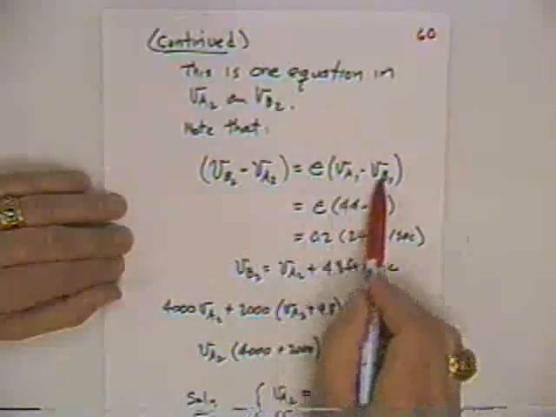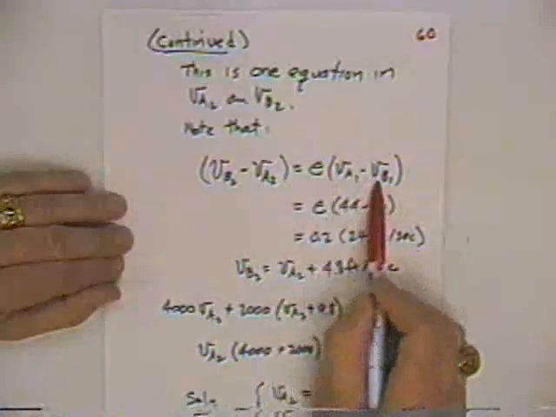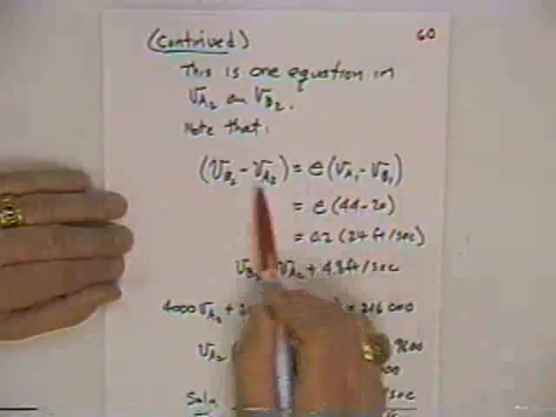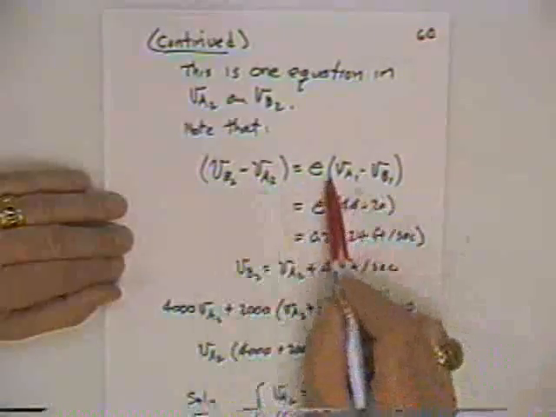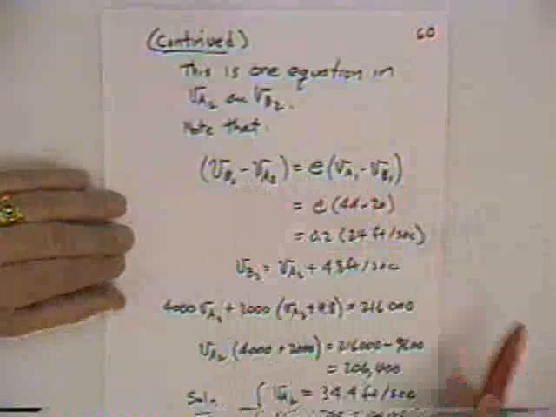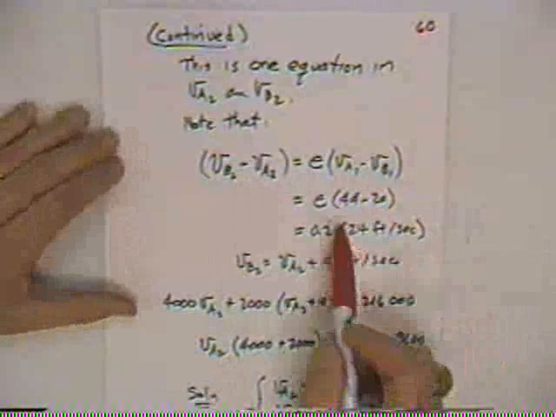B minus A minus B. I've written this as a positive relative velocity. I know A is going to be bigger than B after, and I know B is going to be bigger than A before, so I've incorporated the minus sign in the way I wrote the relative velocity terms.